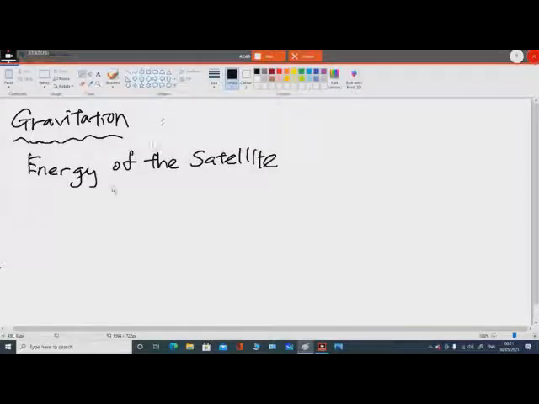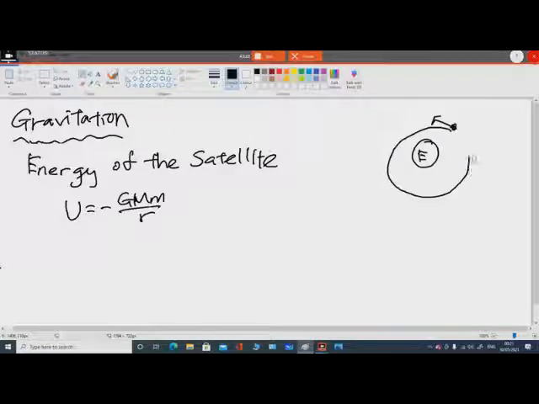Okay, we know, as we discussed just now about the gravitational potential energy, that this one is represented as U. So U is equal to negative GMm over r. When the satellite, this is our satellite, and this is our Earth, and this is the circle which the satellite orbits.